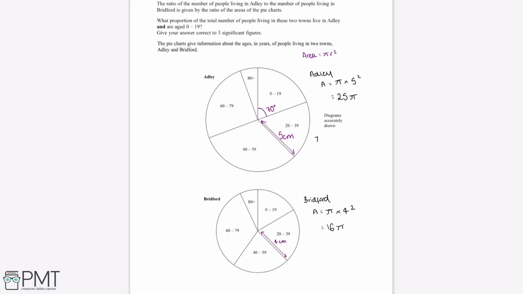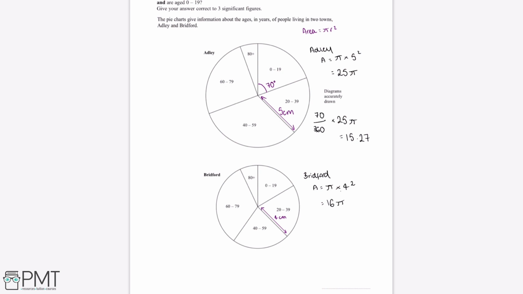So the angle is equal to 70 degrees, and there's 360 degrees in a circle in total. So this means the fraction of people who are aged 0 to 19 in Adley will be 70 over 360. So in order to work out the area of this, we're going to want to multiply it by 25 pi. And if we put this into our calculator, it should give us an answer of 15.27.